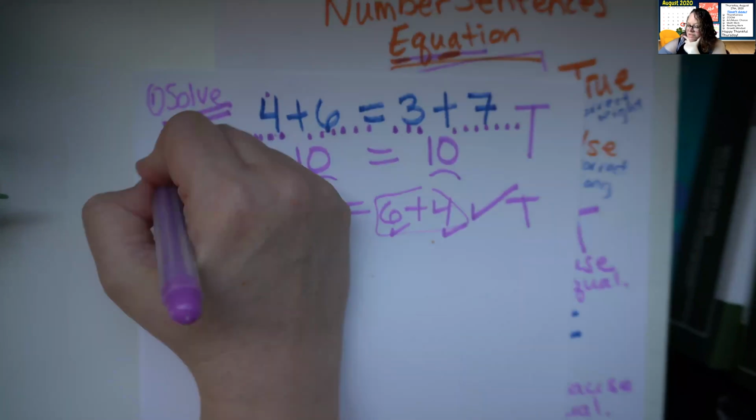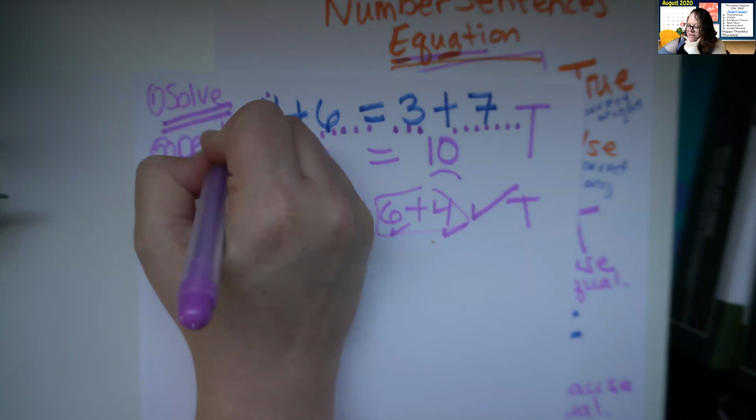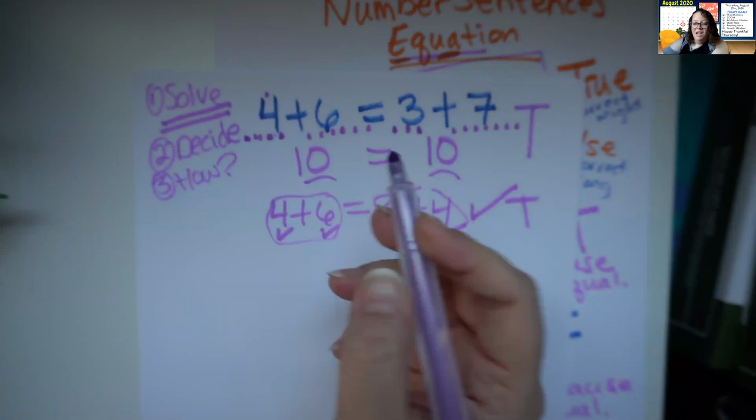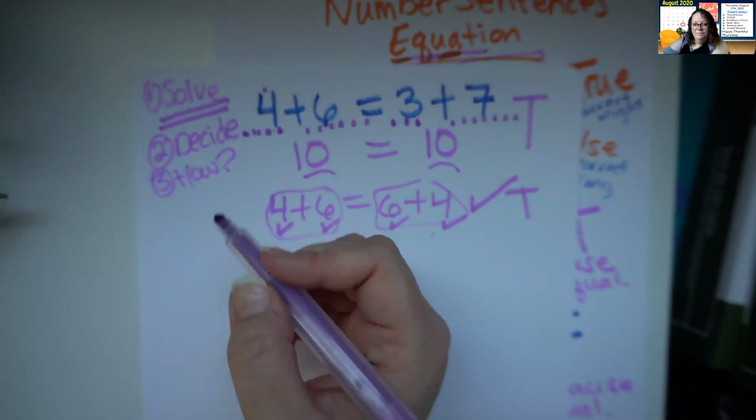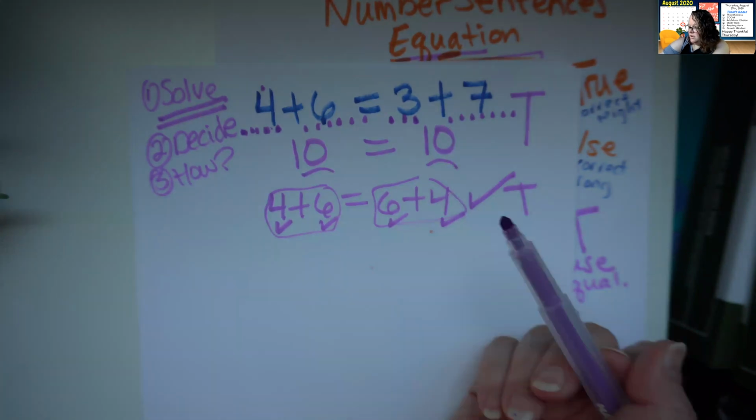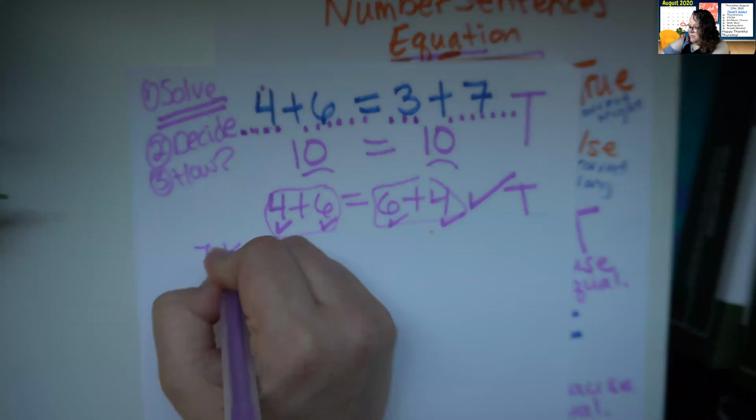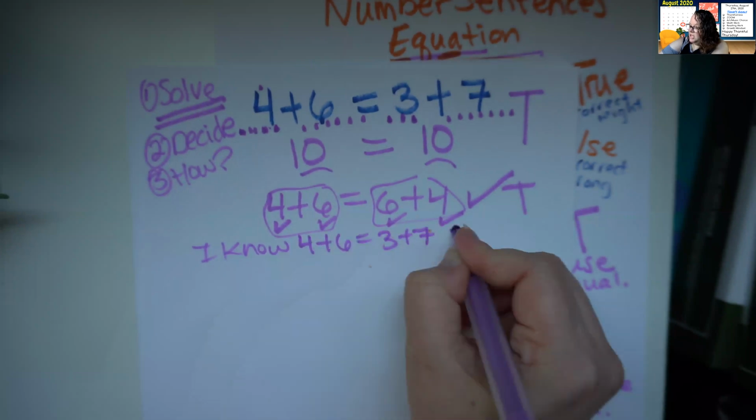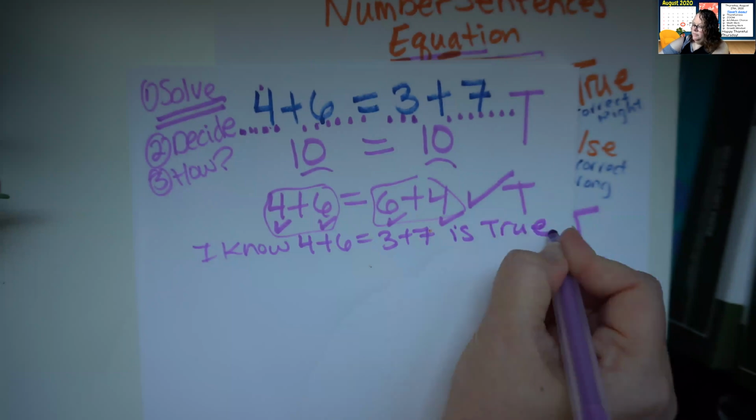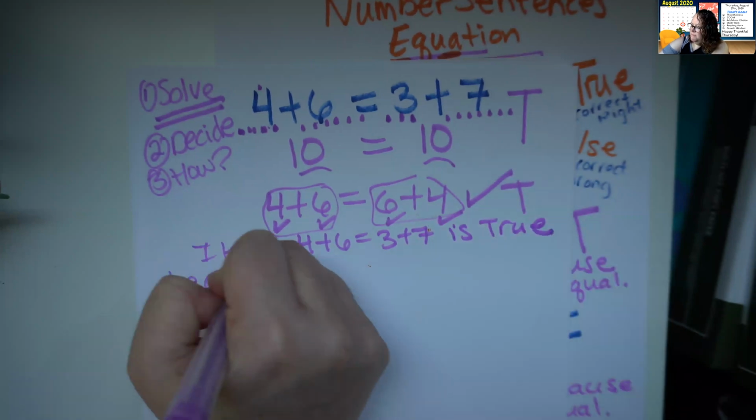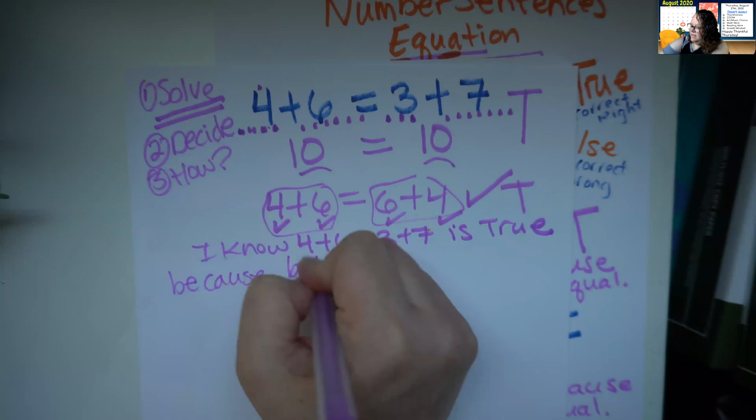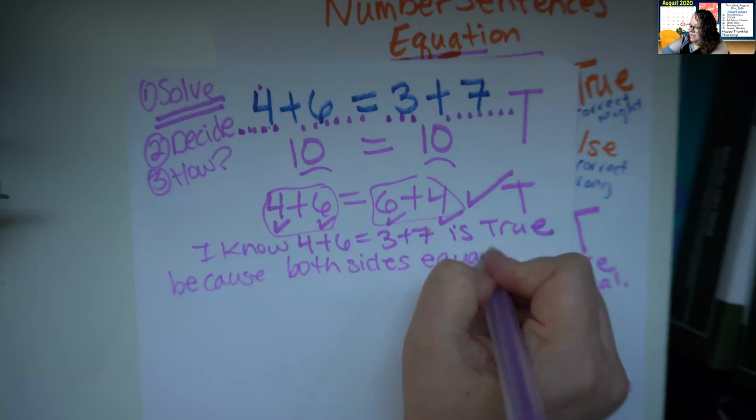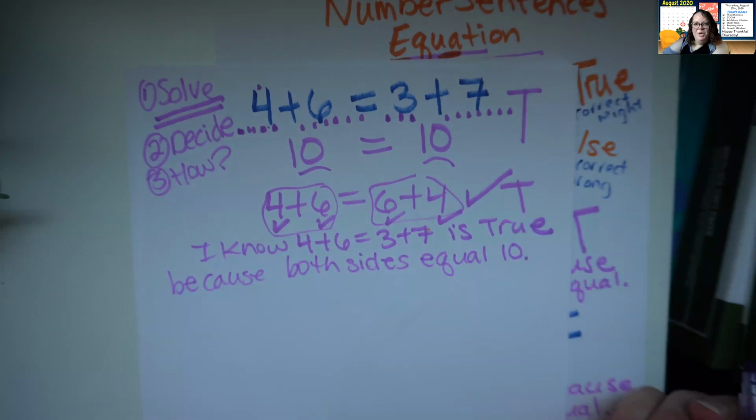We solved it, we decided. Now we have to say how we knew. Well, it's really simple. I know because both sides are equal. So that's all I have to write. I could even get fancy here. I know 4 plus 6 equals 3 plus 7 is true because both sides equal 10. Pretty cool, right?